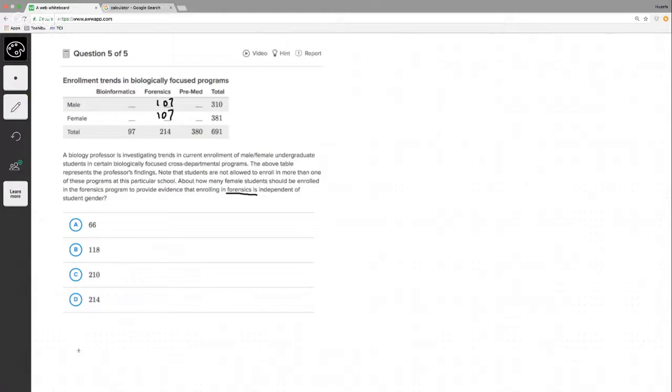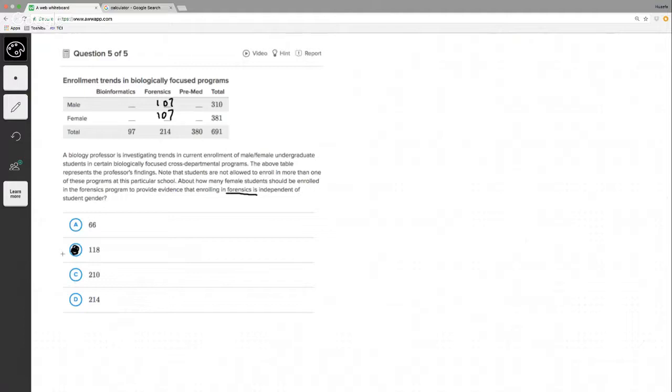So see, this is why I'm wondering if I'm understanding it correctly. Like the closest answer is 118. And I'm really trying to think about this. So female students, and so 214 should be enrolled. But how many female students? Wouldn't it be 214, because then it'd be all female, no male. 210 would be kind of the same. 66. I'm going to go with 118.